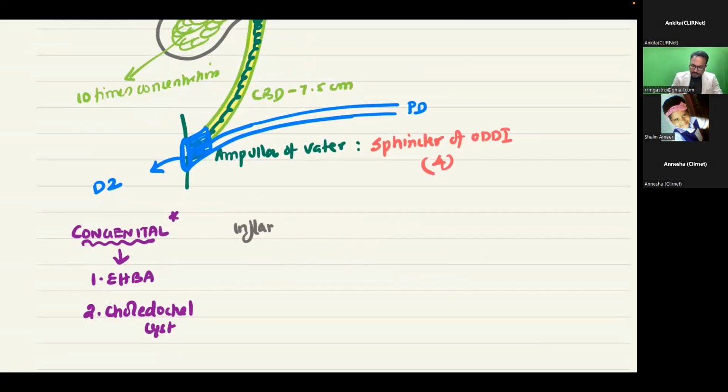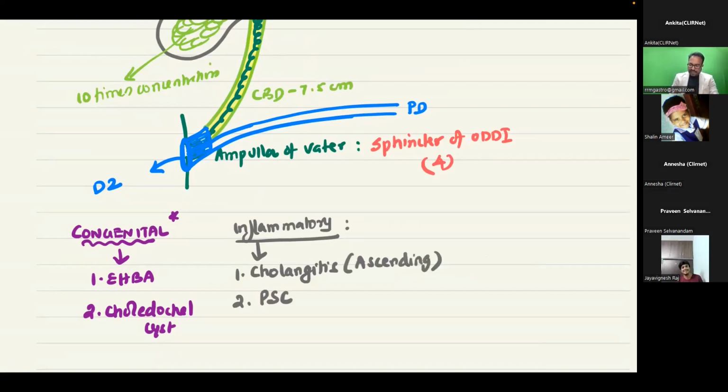Inflammatory causes. There are so many inflammatory causes which can cause this problem. This is known as cholangitis. Number 1, cholangitis. Cholangitis is an inflammation of the bile duct. It may be due to any reason, but cholangitis can cause obstructive jaundice. Number 2, there is a disease, primary sclerosing cholangitis. The first one I told you is ascending cholangitis.